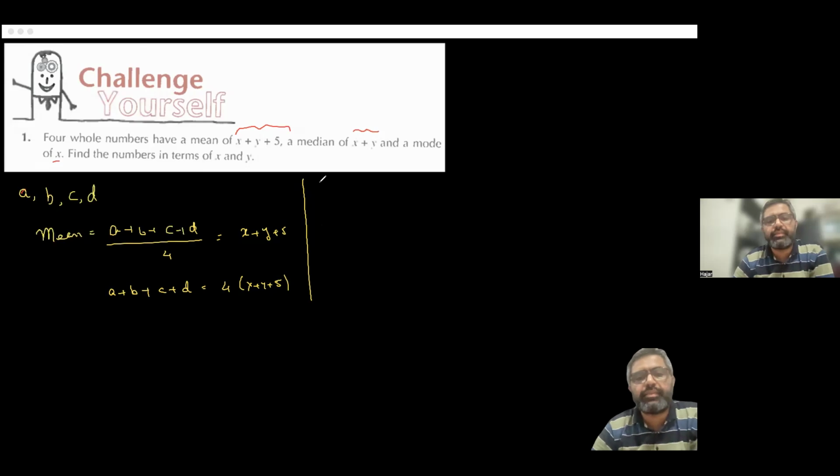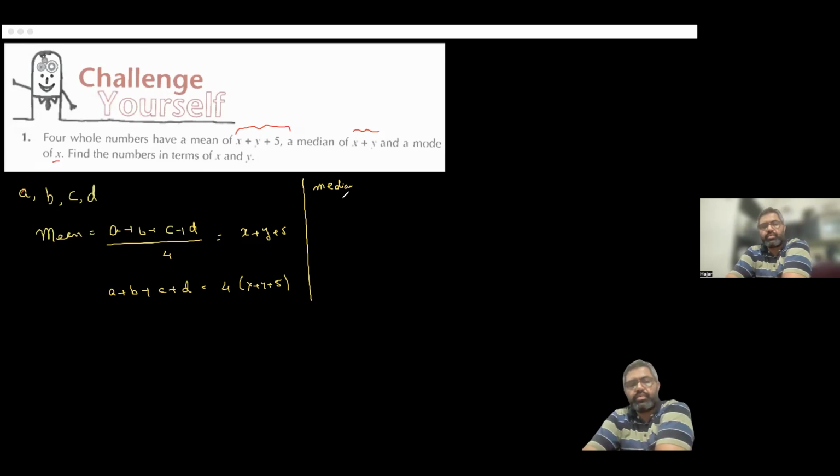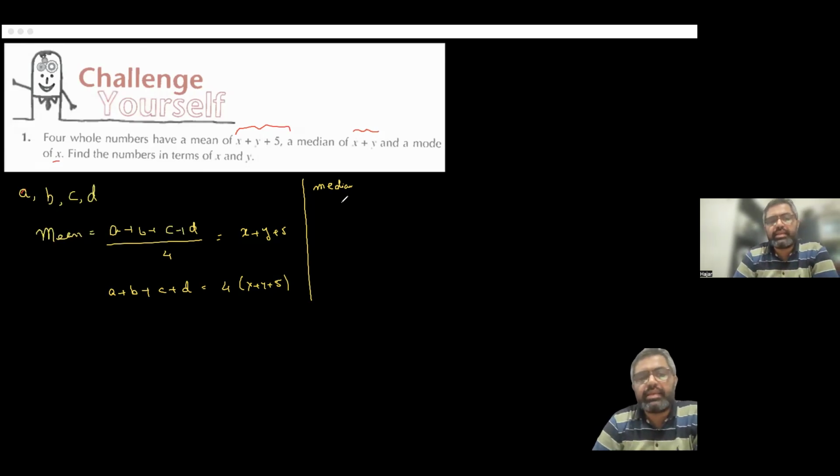First, let's have a look at the median value. The median is x plus y. This is the middle value. If we have 4 numbers, then we have 2 middle values, which are B and C. So our sequence is A, B, C, D, and these are the 2 middle values. The median is going to be the average of these 2, so we can calculate the median as B plus C divided by 2.